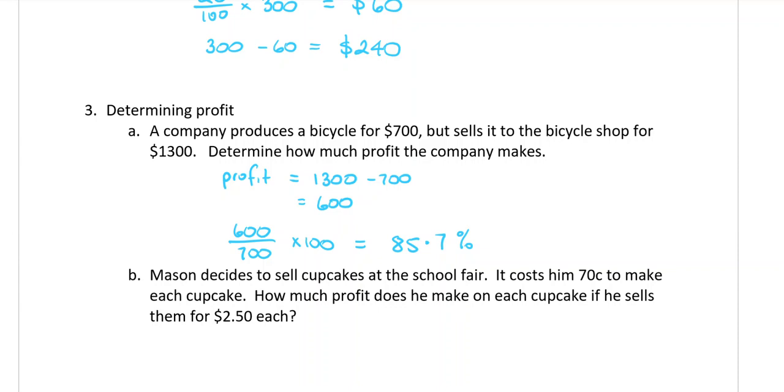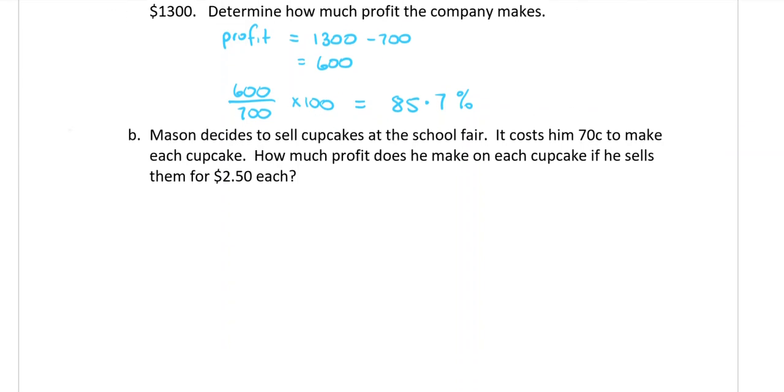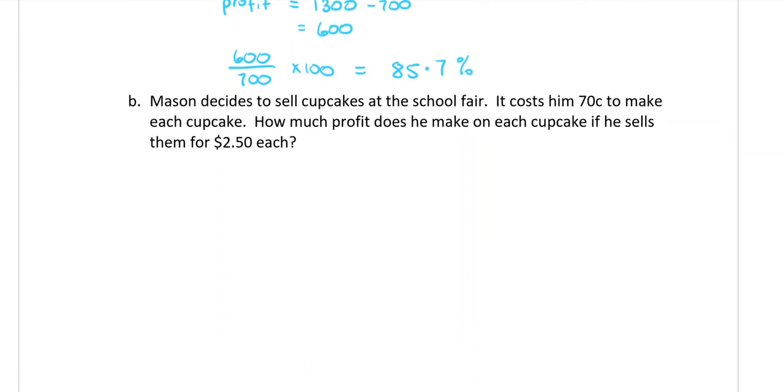Okay, part B, let's do it again. Mason decides to sell cupcakes at a school fair. It costs him 75 cents to make each cupcake. How much profit does he make on a cupcake if he sells them for $2.50? How much profit has he made? Well, also be careful. Cents and dollars.